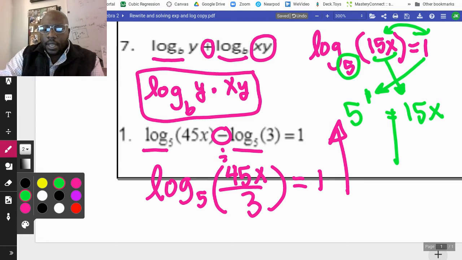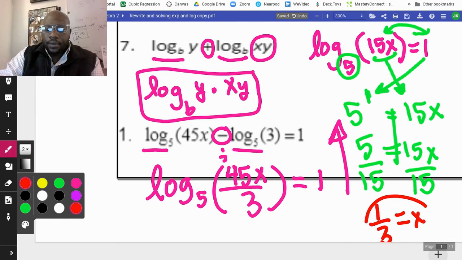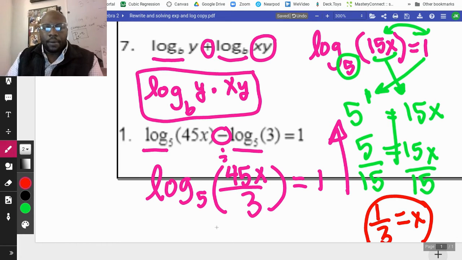Now what I can do next is, I have 5 equals 15x, and I'm solving for x. You can divide by 15 on this side and divide by 15 on that side, and your final answer is really 1 over 3 equals x. We're done with that.